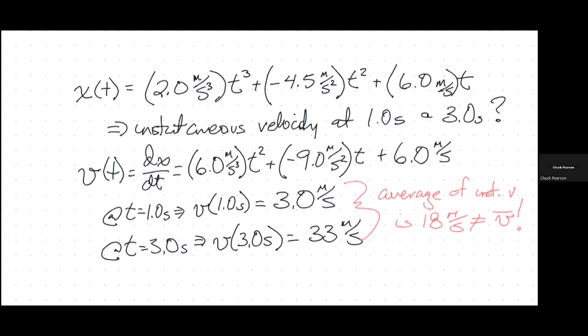And why in the world is that not true? It was always true when we did constant acceleration kinematics. But one of the things that I have to tell you coming in the door right here is this isn't constant acceleration kinematics.